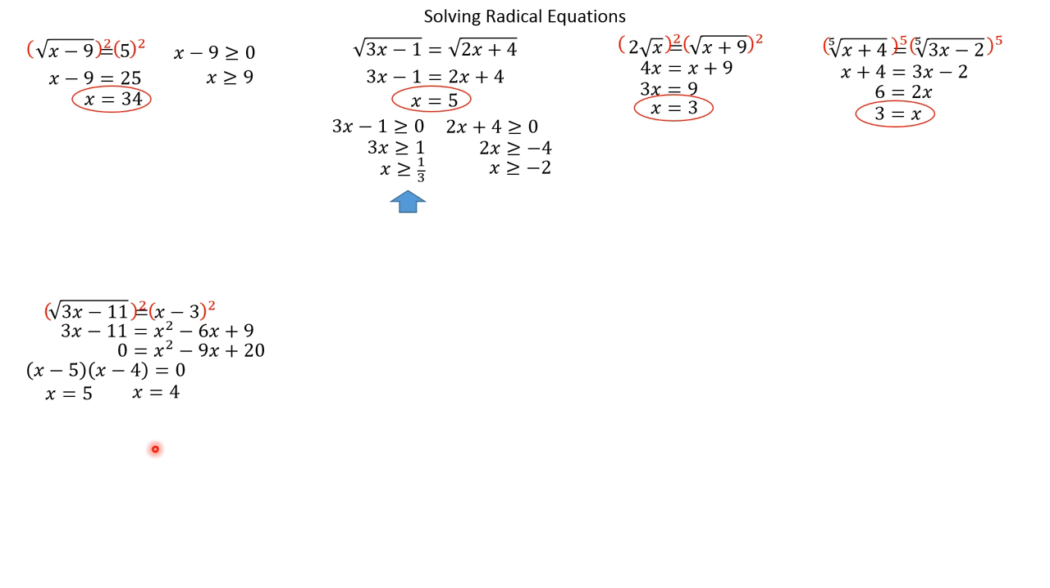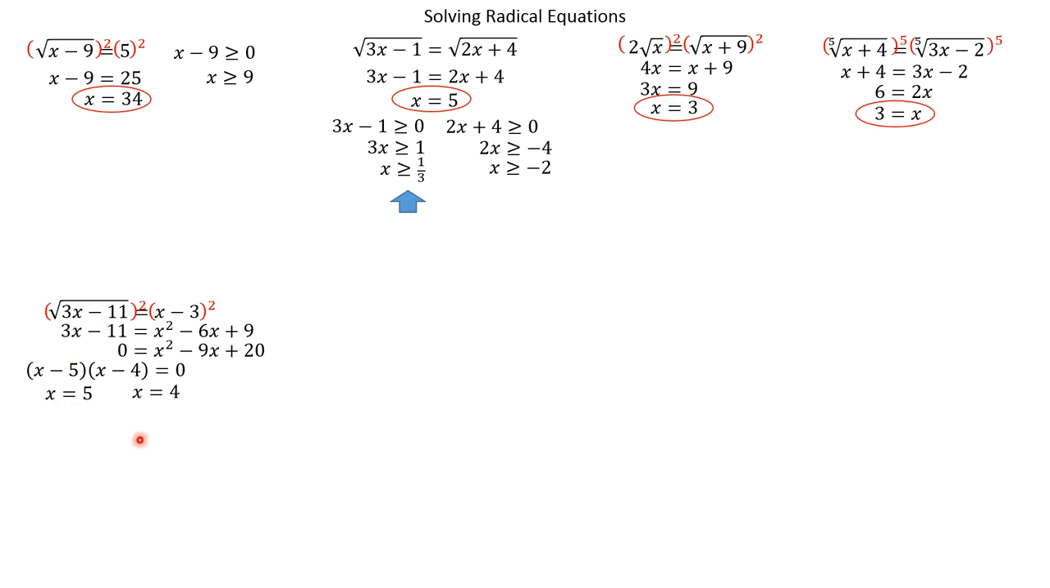Now when we have these, a lot of times one of these two answers will not work. It's possible that they both will work. It's possible that neither will work. But a lot of times one of them will and one of them won't.